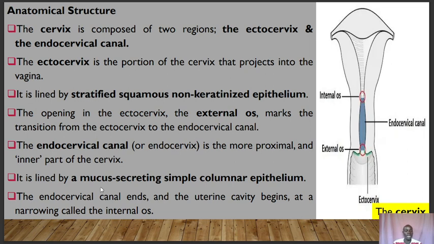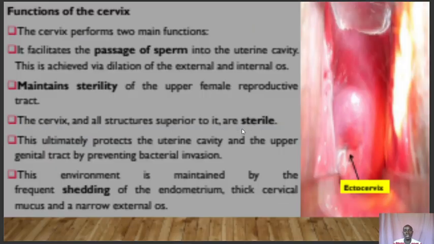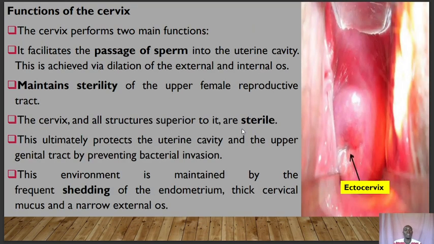The endocervical canal ends and the uterine cavity begins at this narrowing called the internal os. So after the internal os, now we can get into the cervix. The functions of the cervix are majorly two. One is to facilitate the passage of the sperm into the uterine cavity, and this is normally achieved via dilation of both the external and the internal os.